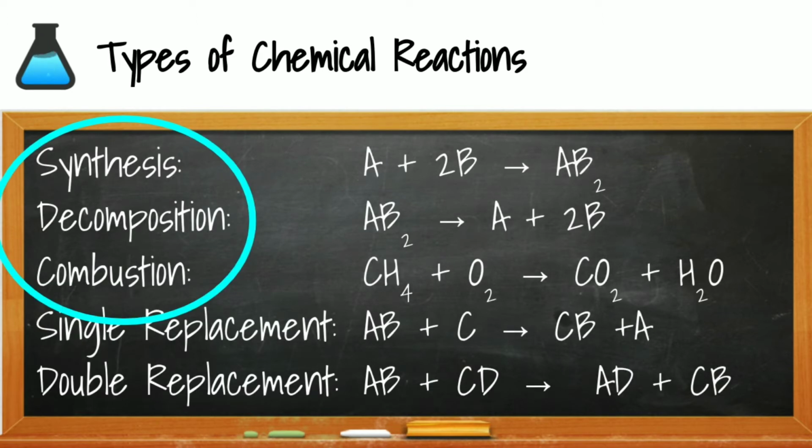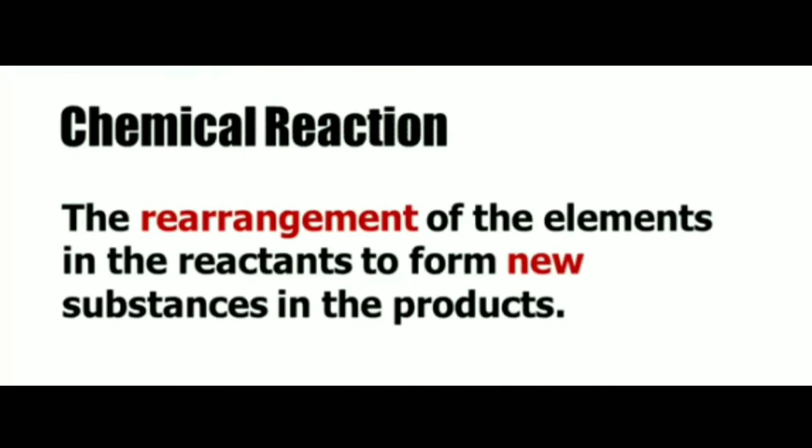There are 2 other types of chemical reactions called single replacement and double replacement reactions. Today, we are only going to focus on the first 3 types of reactions: synthesis, decomposition, and combustion. Our next lesson will focus on replacement reactions. Remember that a chemical reaction is a rearrangement of elements in the reactants before the arrow to form new substances in the products after the arrow. New substances will always have new properties.